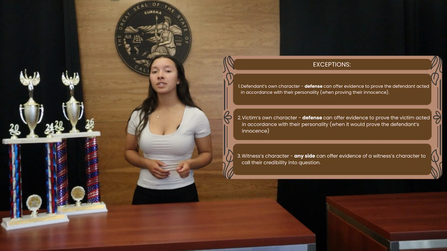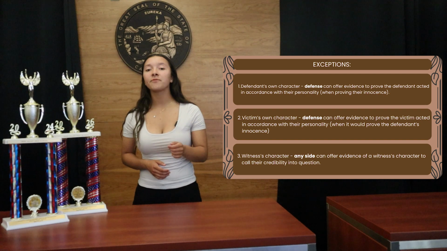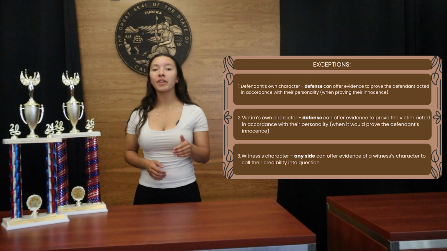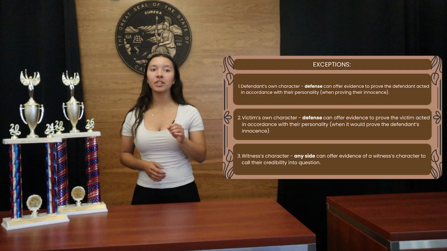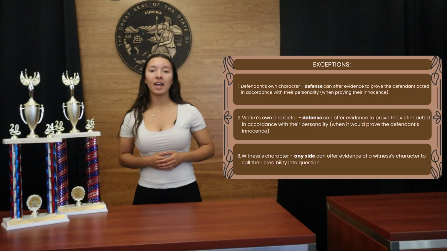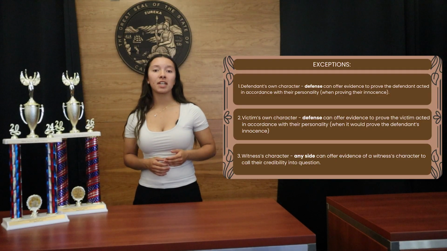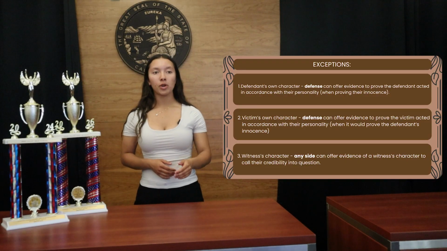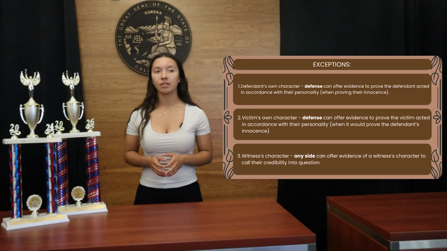The first exception to the character evidence objection is defendant's own character, which is offered by the defense to prove that the defendant acted in accordance with their character on a specific occasion. For example, the defense can provide evidence that shows that the defendant is kind and compassionate. This evidence may be offered in the form of opinion or evidence of reputation.